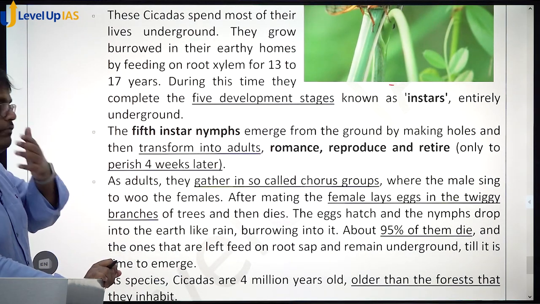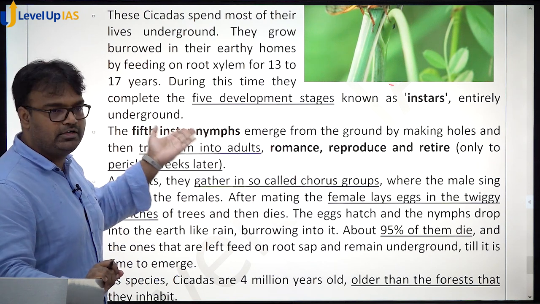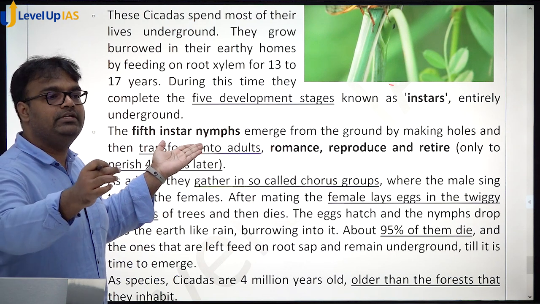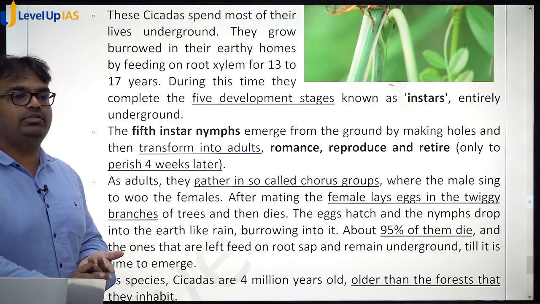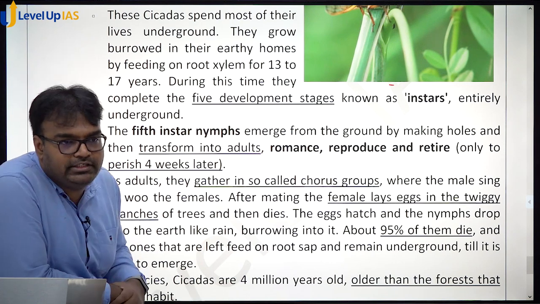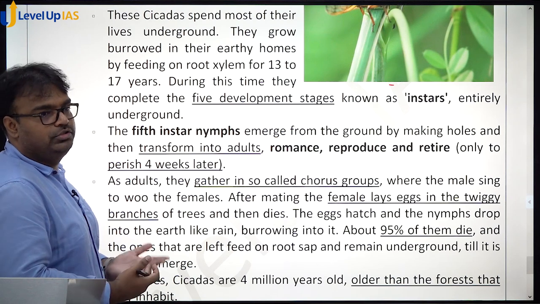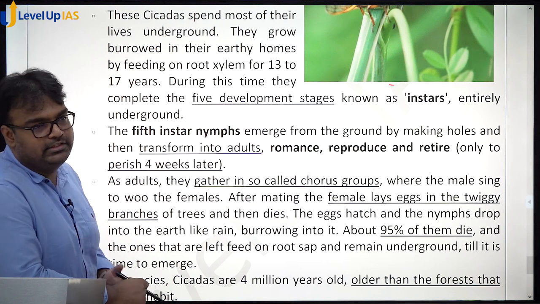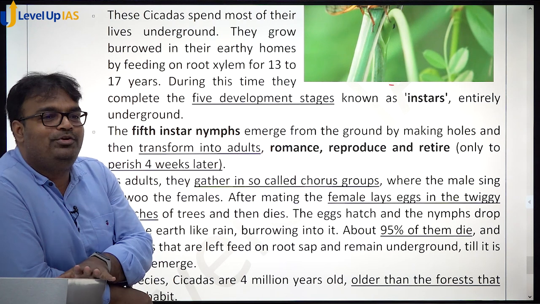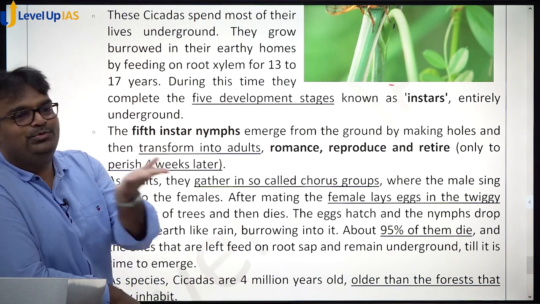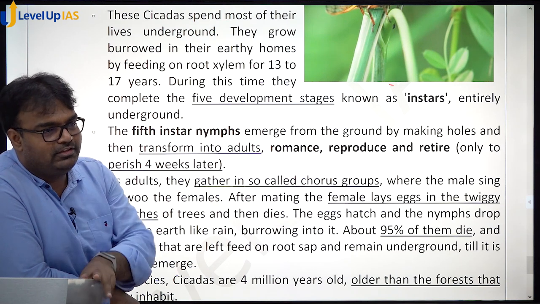Generally, after 17 years, the fifth instar nymph, that is when 5 stages of development are completed, becomes an adult. For the first 17 years, they are not adult. Like human beings become adult at 18, they become adult in 17 years. Then they come out of the ground. They romance, reproduce and retire within a month. So their childhood from birth to adulthood was 17 years. The rest of their life is 1 month.